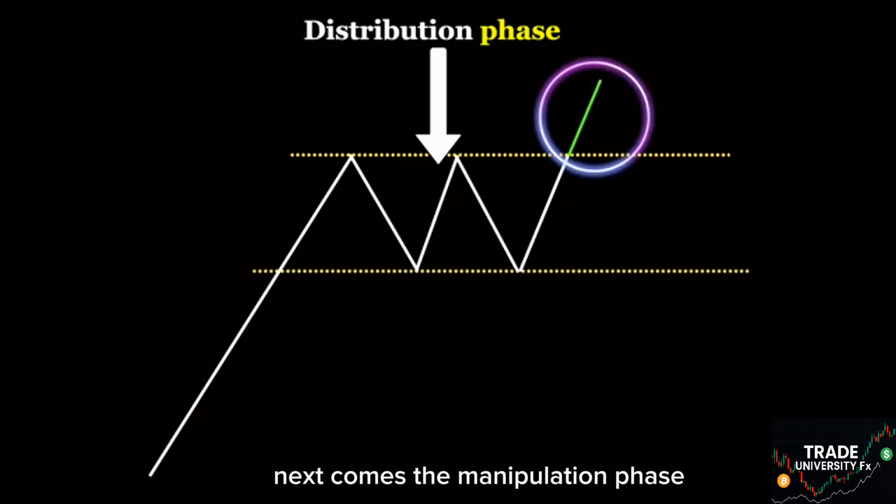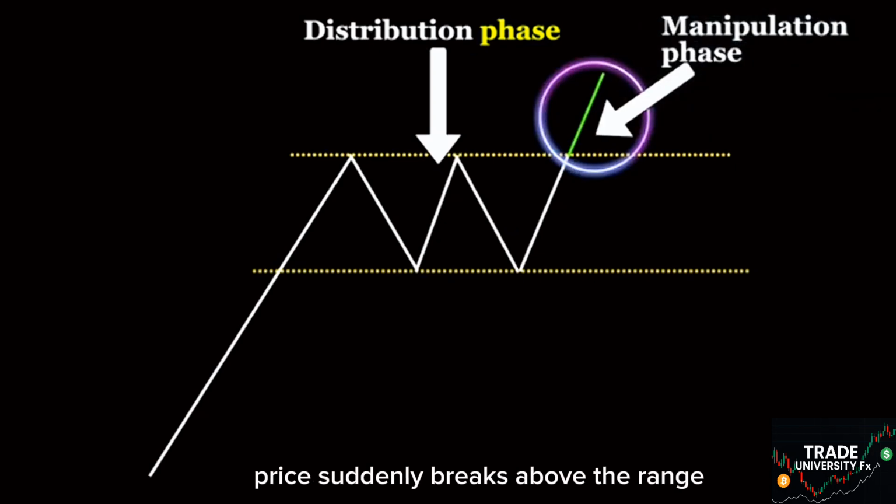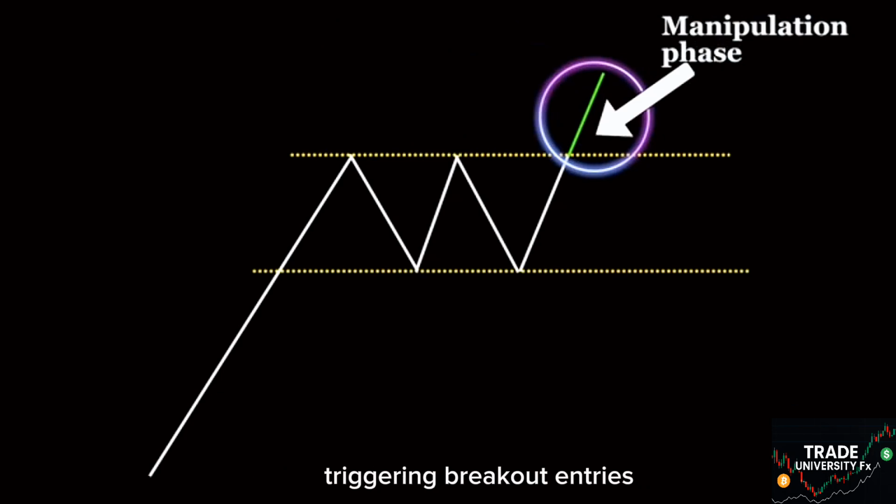Next comes the manipulation phase. Price suddenly breaks above the range, triggering breakout entries and stop losses from short sellers. Retail thinks it's a continuation, but it's not, it's another trap. Price quickly returns inside the range, revealing the move for what it was, a liquidity sweep.